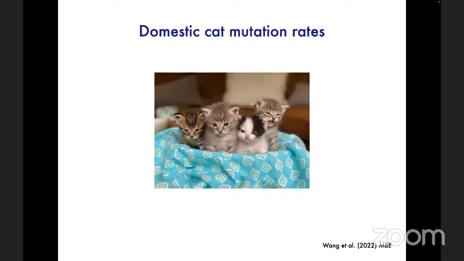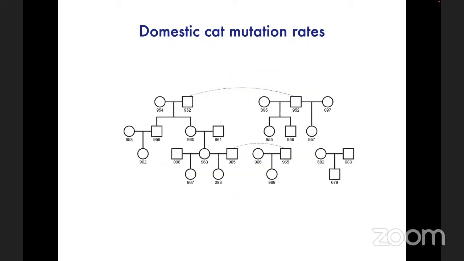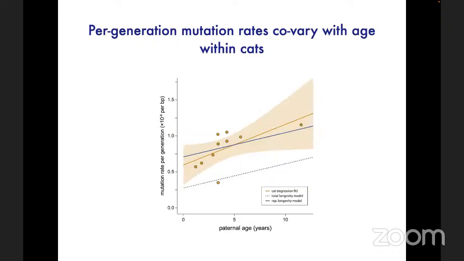We've done this with domestic cats. Again, it's a slightly complicated pedigree because that's what was available. And if you just focus on the orange dots and the orange line, you can see again that the mutations go up with age. And of course, they're able to reproduce starting here at like 6 months or something. So it's true across all of these mammals.